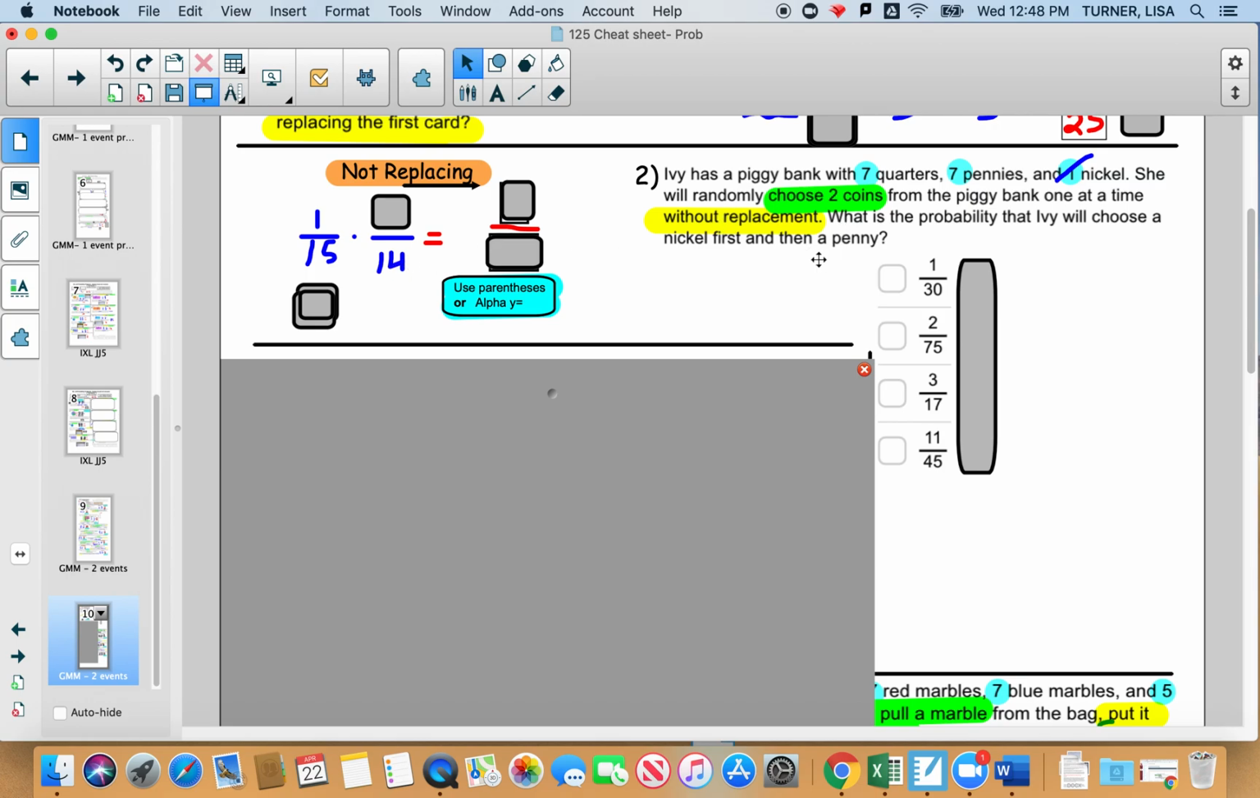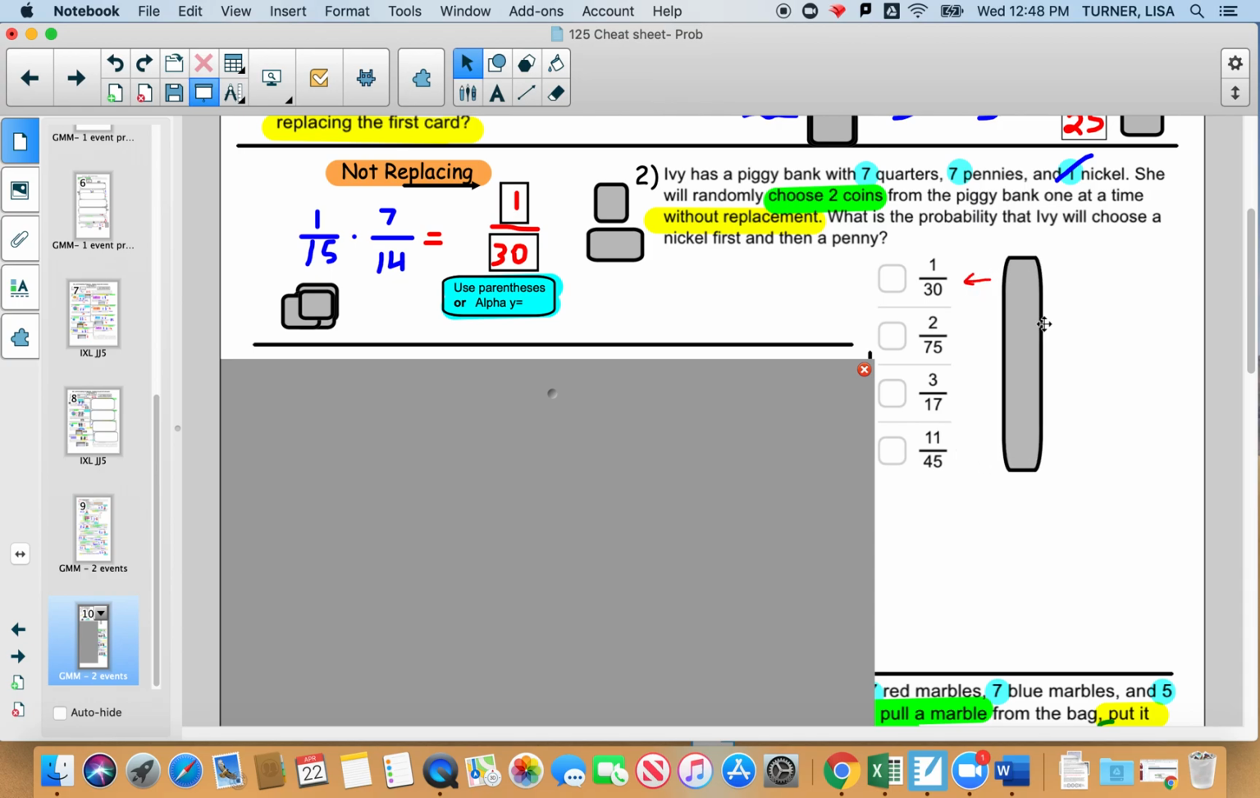And then what is the probability of a penny? And there are 7 pennies. And so now I have my 2 fractions. Take your time and you will multiply these two. And you can practice along with me if you want, or just know that you can do this. And so if I multiply 1/15 times 7/14, I get 1/30. And then that is my answer up here. Then I can pick that.